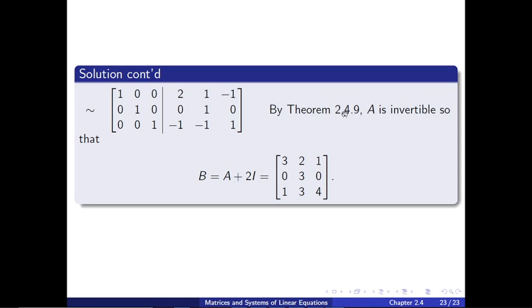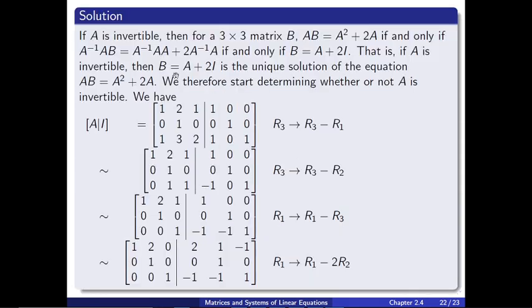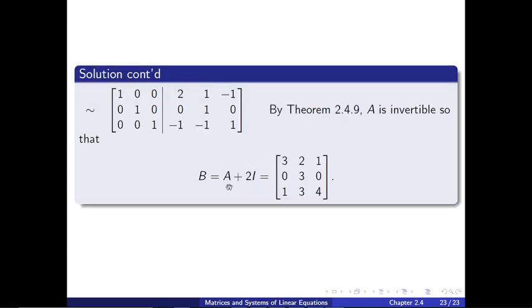Because A is invertible, the unique solution for B, which we sort of knew already, is B equal to A plus 2I. So B is equal to A plus 2I, and if you do the arithmetic, you will find that that is equal to that. Thank you. That is all for section 2.4.